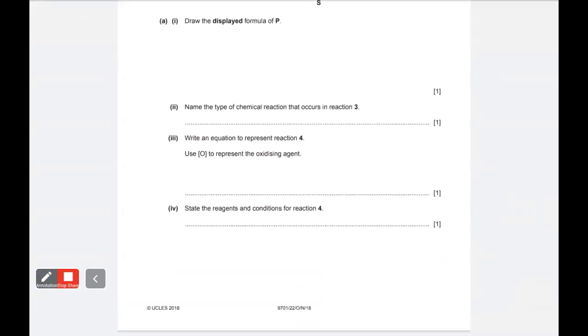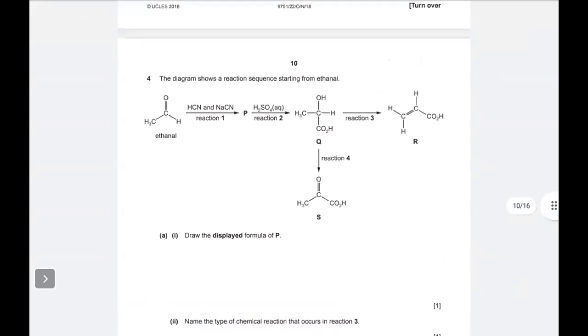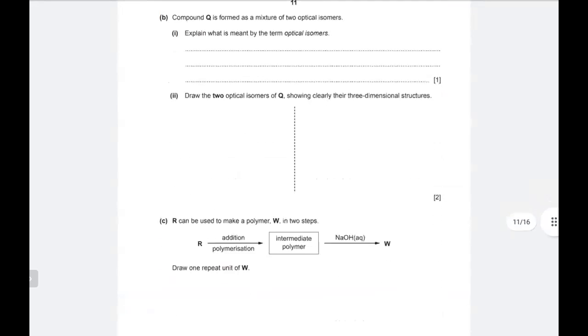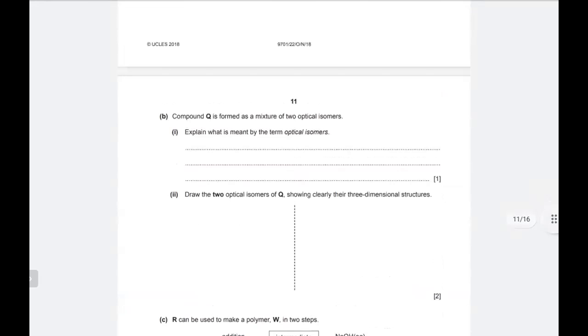State the reagents and conditions for reaction 4. We can add a strong oxidizing agent like acidic KMnO4 or dichromate. It should be strong, to convert the alcohol to a ketone. Compound Q is formed as a mixture of two optical isomers. This is what is meant by the term optical isomers.